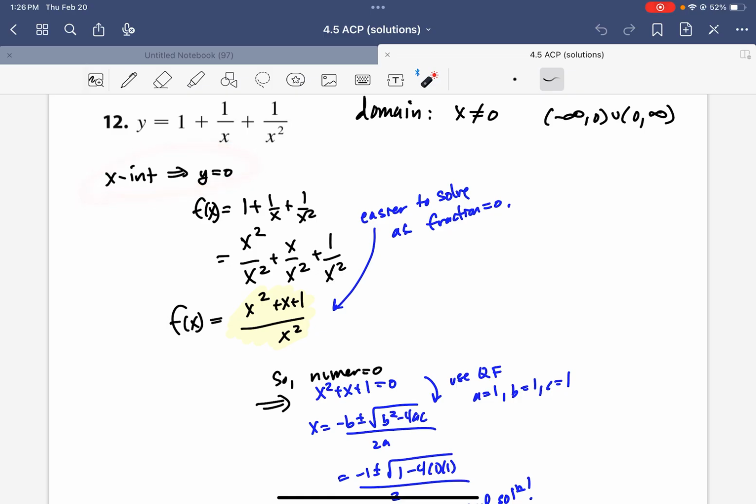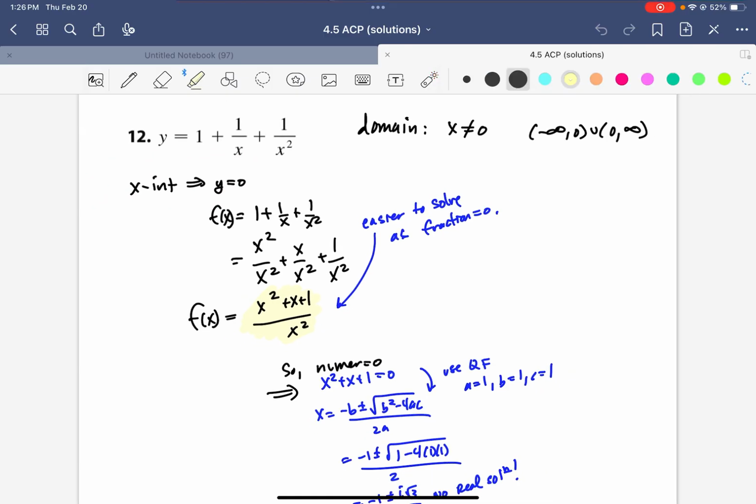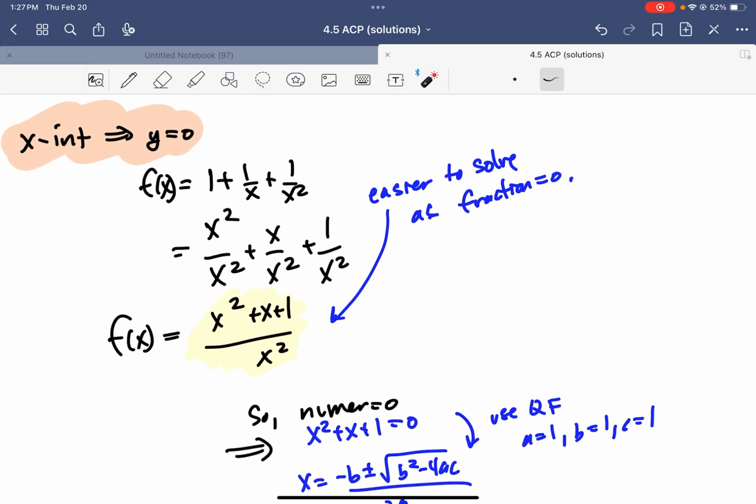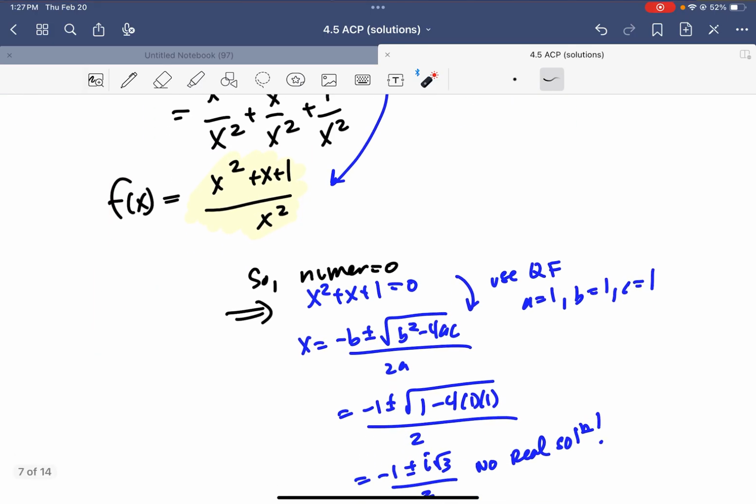When I look at x-intercepts, the x-intercepts are where y equals 0. So before I do anything, I think it's going to be easier to solve y equals 0 if I can turn it into a fraction equal to 0. So I take this, I get common denominators, and then this would be my new version of y. It's going to be much easier to use as I work.